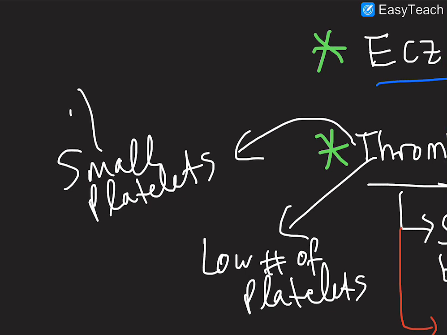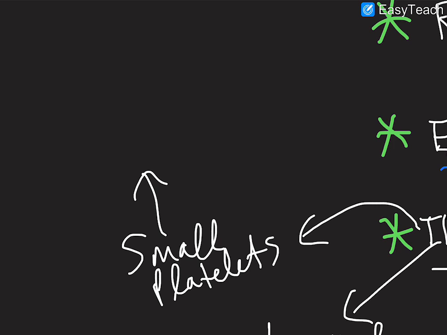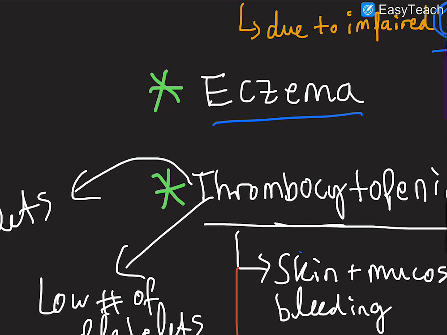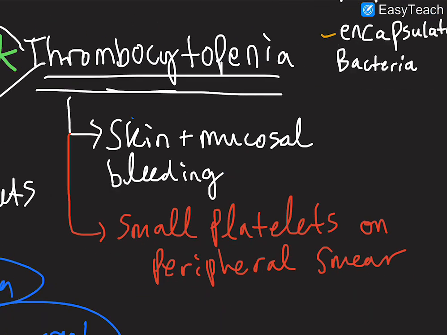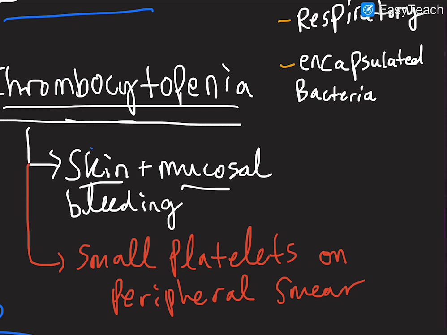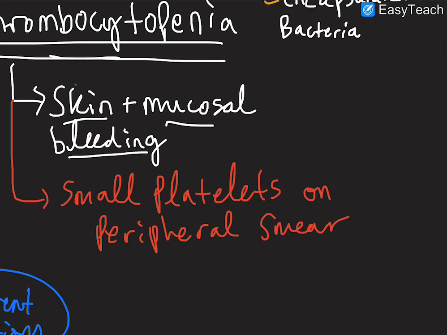So you have small platelets, and it turns out these small platelets go to the spleen and get destroyed, okay? So then that would lead to low platelet count, which is called thrombocytopenia. And as we know, low platelets can lead to skin and mucosal bleeding. All right. And then, of course, if you would do a peripheral smear, you may see small platelets.